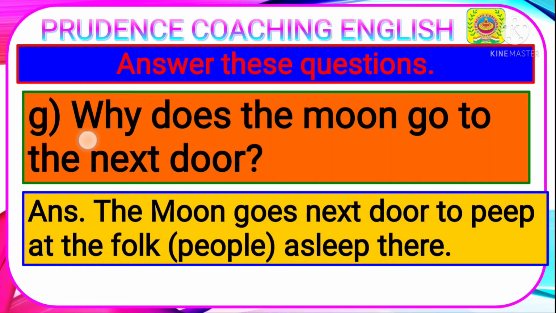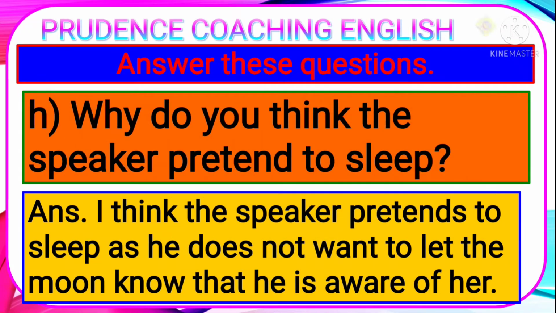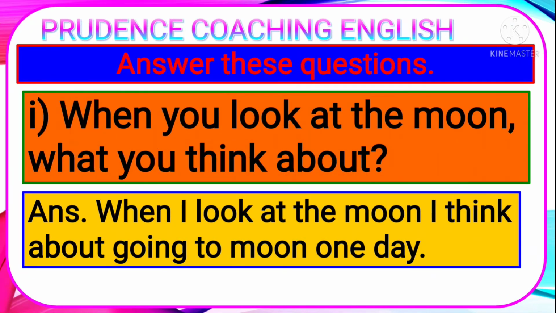Next question. Why does the moon go to the next door? Answer. The moon goes next door to peep at the folk or people asleep there. Next question. Why do you think this speaker pretends to sleep? Answer. I think this speaker pretends to sleep as he does not want to let the moon know that he is aware of her.